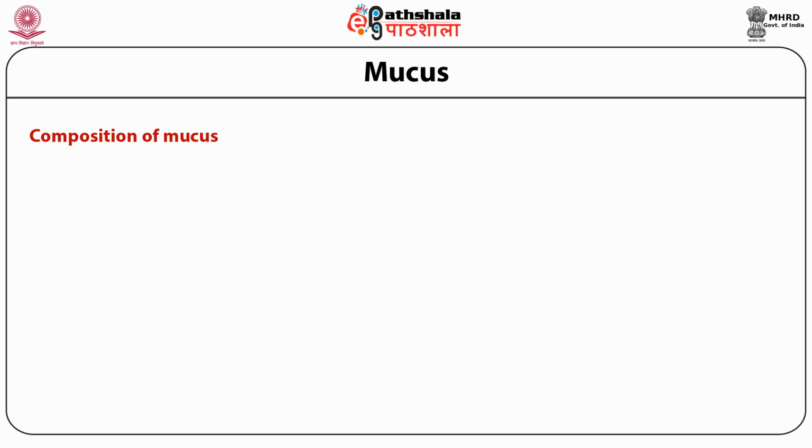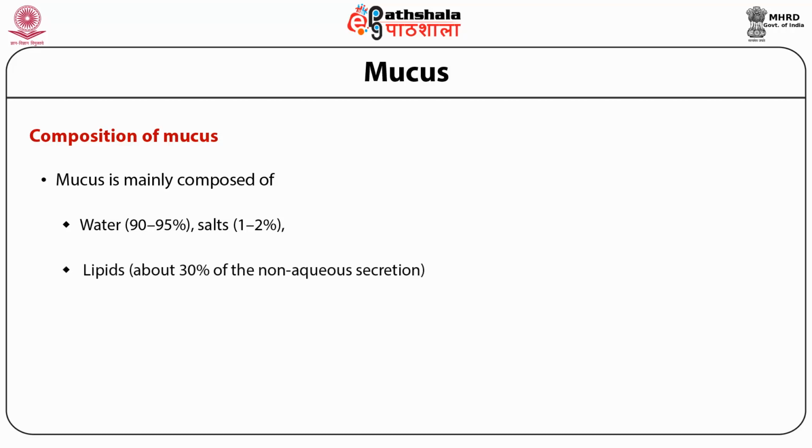Another important role which the mucus plays is that it has a very good capacity to hold water, which permits better humidification of the inspired air and thus aids heat transfer. Mucus is primarily composed of water, which is around 90 to 95%, salts, which constitute 1 to 2%, lipids, about 30% of the non-aqueous secretion, and mucins, 0.5 to 5%, which give the gel-like properties.